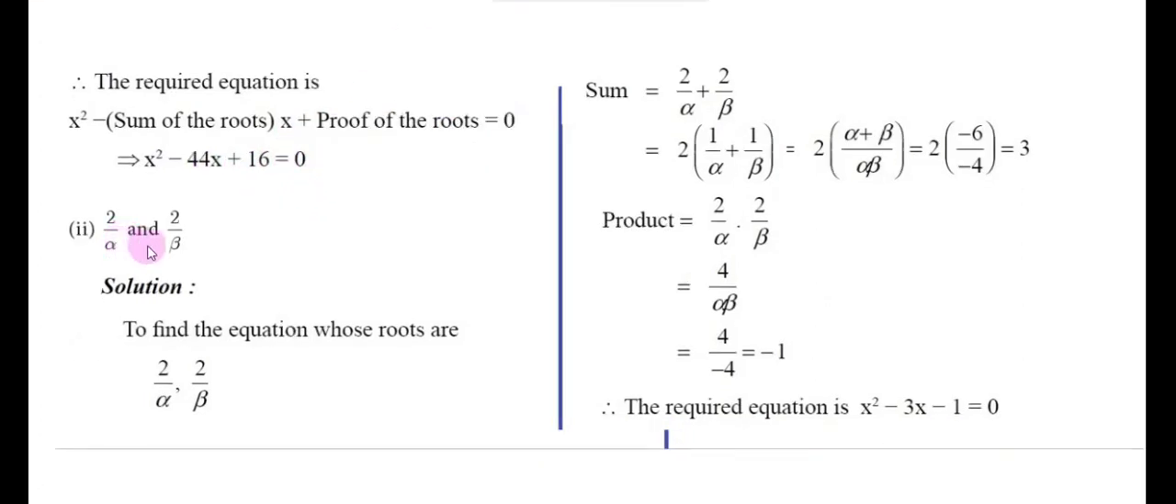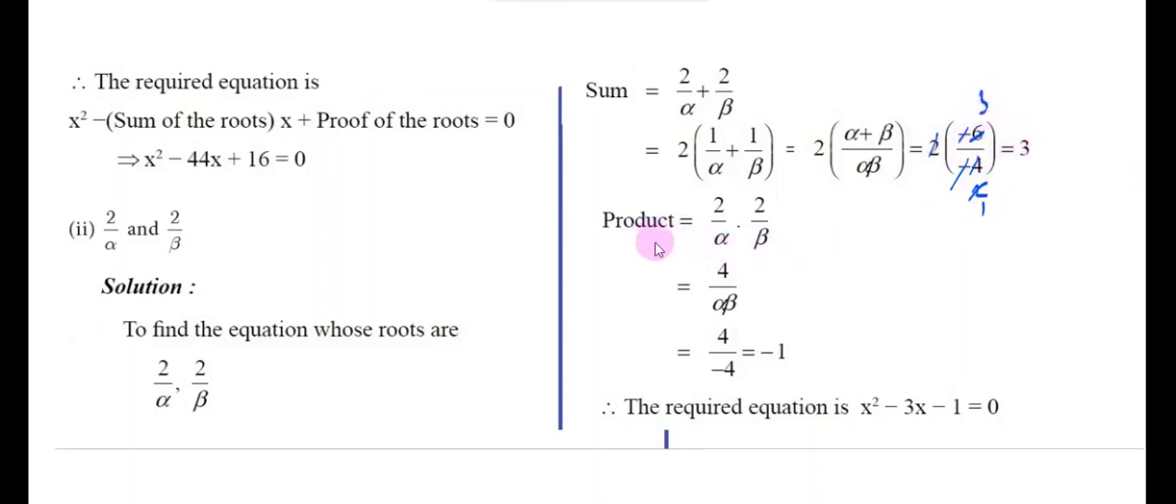Now 2 by alpha and 2 by beta. Okay, sum of roots, so 2 by alpha plus 2 by beta, take 2 outside, so 2 into 1 by alpha plus 1 by beta. Now do a cross multiplication, so alpha plus beta by alpha beta, and then 2 into alpha plus beta by alpha beta, that is equal to 2 into alpha plus beta value minus 6 by alpha beta value minus 4, so minus minus cancel. When you simplify, we get 3. Here 2, already minus minus cancel, and now apply 2 table, we may cancel here, and we get 2, so 2 ones 2, 2 3s are 6, so 3.